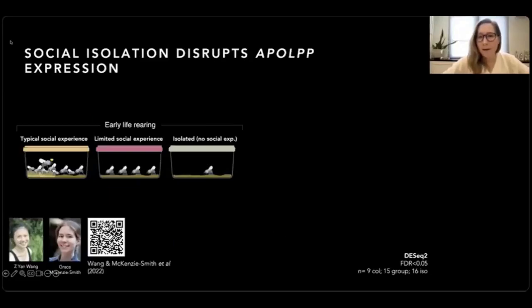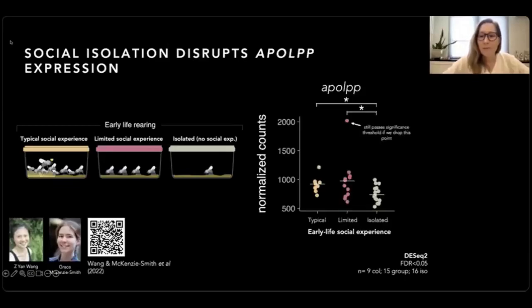And in an orthogonal set of experiments that we were running in the lab, we were manipulating the early life social environments of bumblebees to look at the effects of social experience on the developing brain. And in those experiments, we compared gene expression profiles of bees that were either isolated in early life or that experienced limited or typical social interactions. And we discovered that isolated bees that have never encountered a social partner have reduced apolipoprotein expression compared to bees with typical or even limited social experiences. And this suggests that not only does apolipoprotein display signatures of selection across evolutionary timescales, but that we can also see changes in apolipoprotein expression linked to differences in the social environment during development.